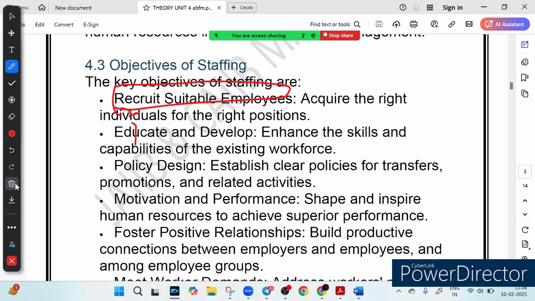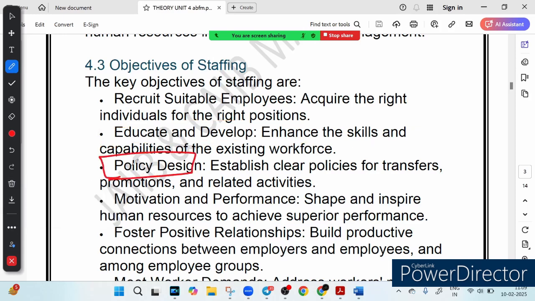The second objective of staffing is educate and develop. Once hired, you can't just leave them hanging. Organizations train and develop their workforce to improve their skills. So that is what we call educate and develop employees. Why do organizations develop and train? To improve their skills. The main point is enhancing the skill, making them better at what they do. That is the function of education and development.